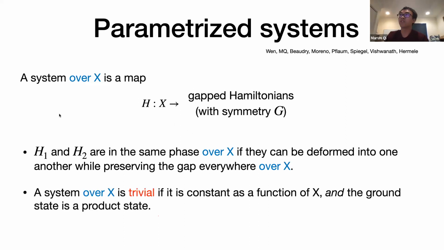And to say anything about what's trivial or non-trivial, we want to define the trivial phase. So a system over X, we'll call it trivial if it's both constant as a function of X and the ground state is a product state everywhere. And both conditions will turn out to be important.